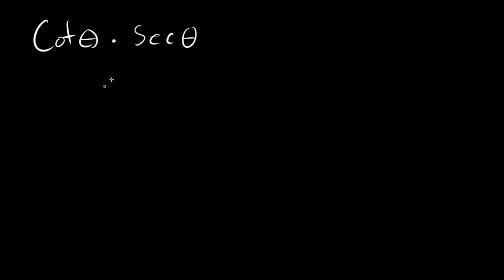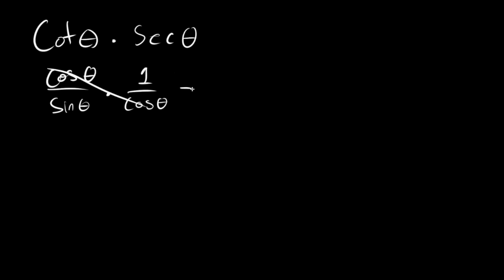This one right here, we're going to have to use our identity for cotangent, which is cosine theta over sine theta, times secant, but we're going to rewrite that as 1 over cosine theta. And you should be noticing that this is very simple. We're going to cross these out, and we're going to get 1 over sine theta, which is equal to our cosecant theta.